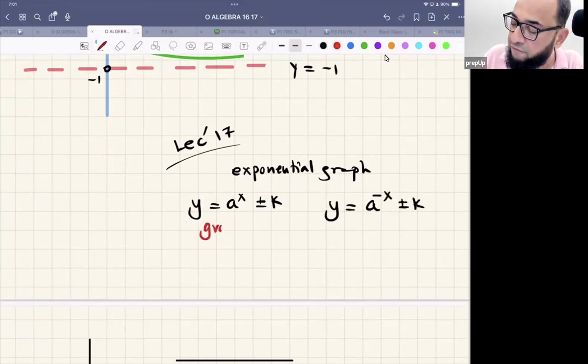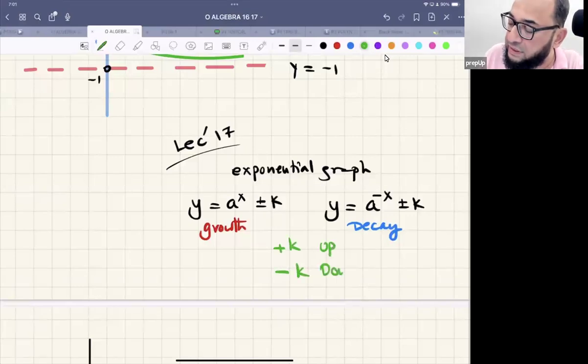This is a graph of growth. This is a graph of decay. And if there is a plus k, it moves up. If there is a negative k, it moves down. That is the transformation that we have done.